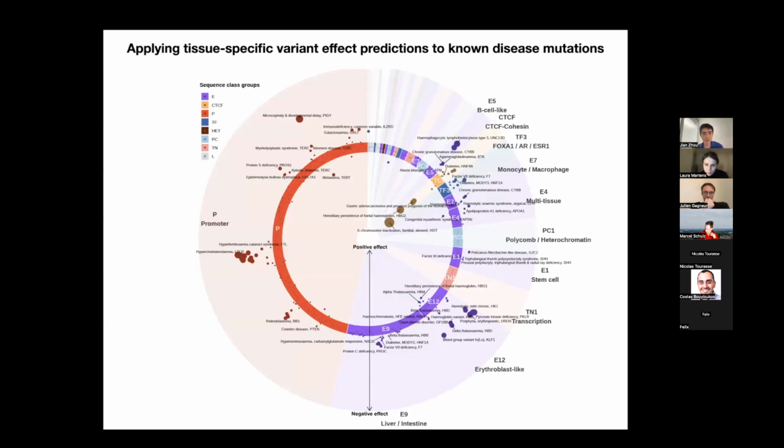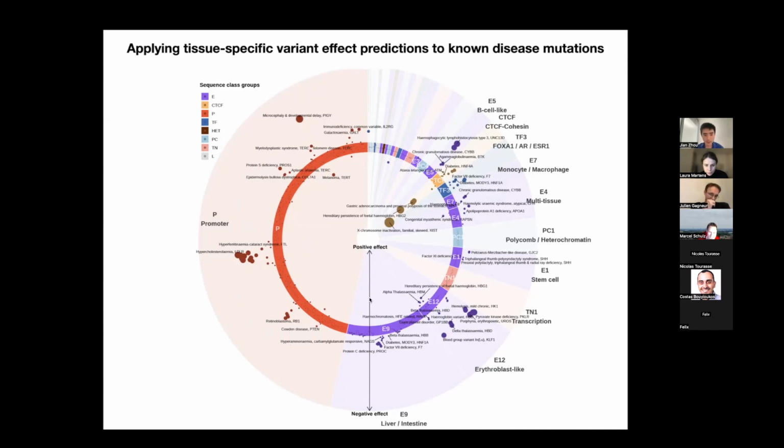And here we did it for all of the HGMD non-coding pathogenic mutations. So basically all the disease-causing non-coding mutations that are included in HGMD. All the mutations are represented here, and those that have a strong effect will be shown in the larger dots here.